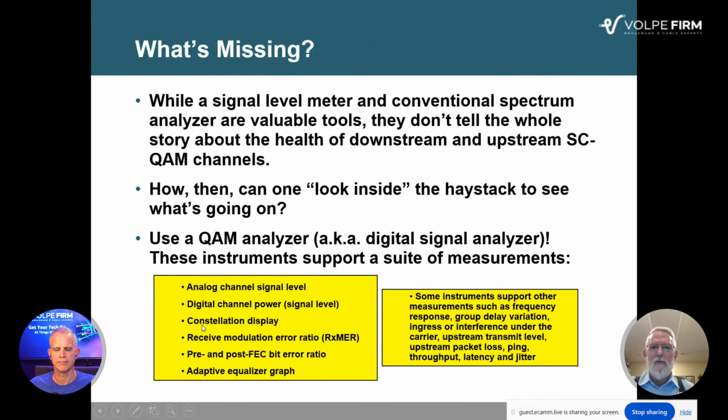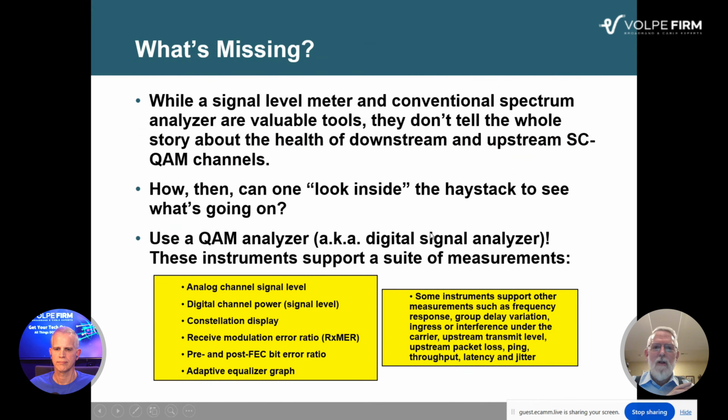Some instruments allow you to display the constellation, which I find to be very useful. Most all of them will report the RX-MER. They may just call it MER, but it's actually receive modulation error ratio, RX-MER. Most of them for the SC-QAM channels will report pre and post FEC bit error ratio. That is forward error correction. And many of them have an adaptive equalizer graph, so we can do some additional troubleshooting by looking at that.